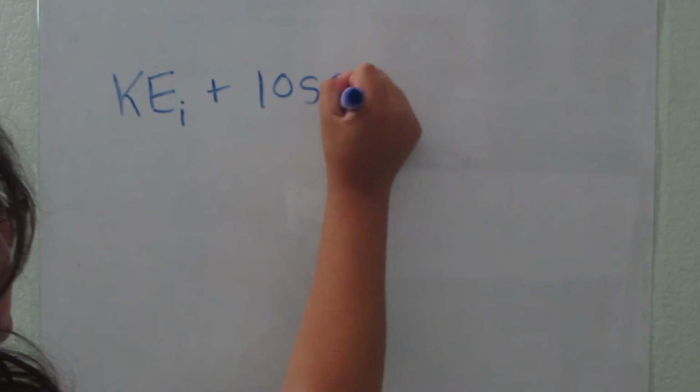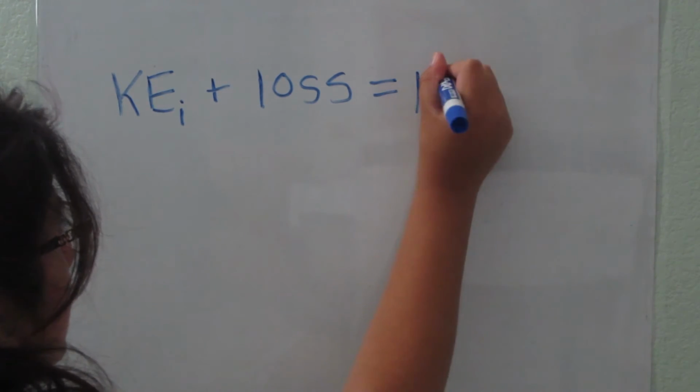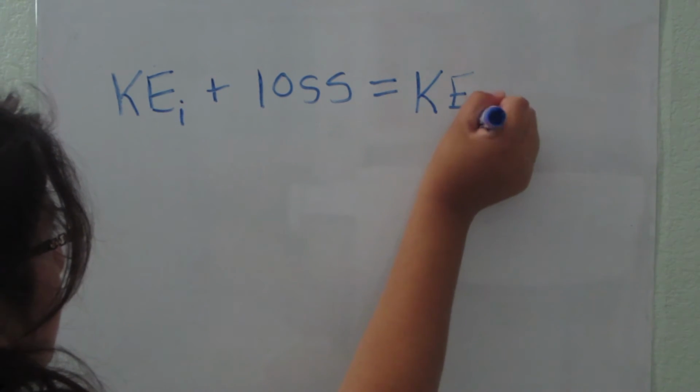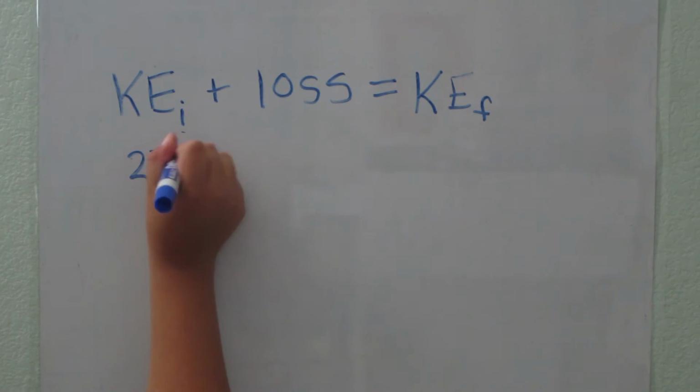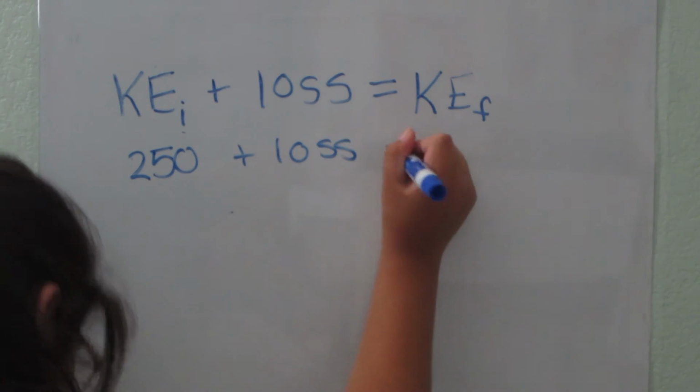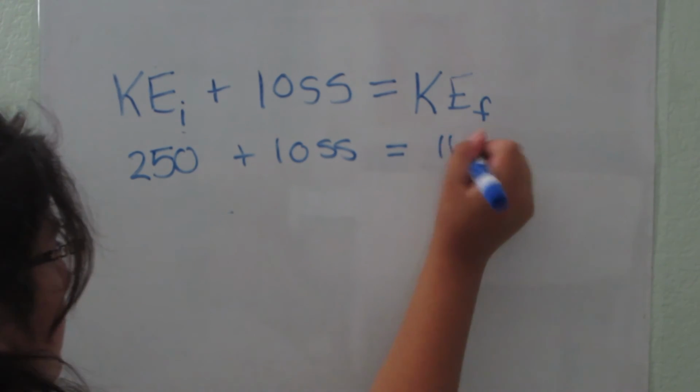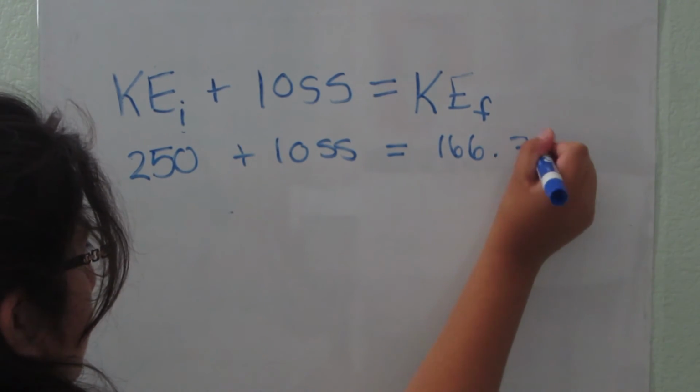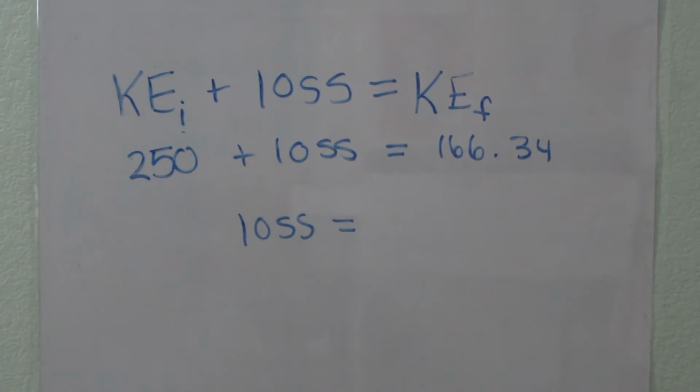The initial kinetic energy plus the loss is equal to kinetic energy final. So 0 plus 250 is just 250. So 250 plus loss is equal to kinetic energy final, which is 166.34. So you solve for loss, and the loss is 83.66.